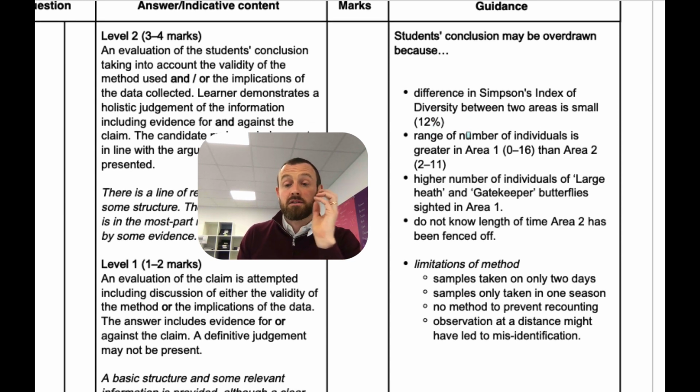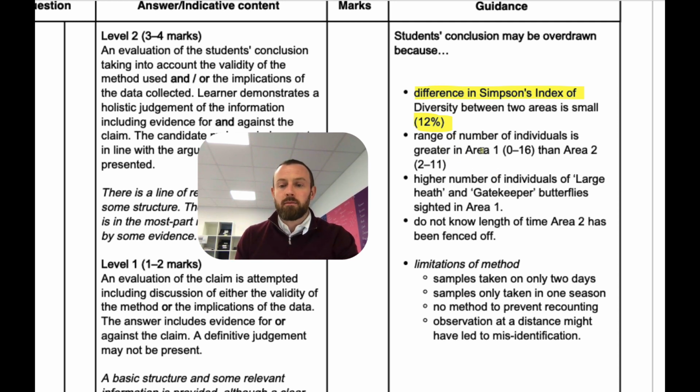And this is negatives to do with the data. I didn't actually talk about this a lot, so this is something that I missed out. The difference in the Simpson's index is not big, okay? So you could have worked out the percentage difference between the two. One is like 7.97 whatever, and the other one was like 7.2 or something, so not that big.